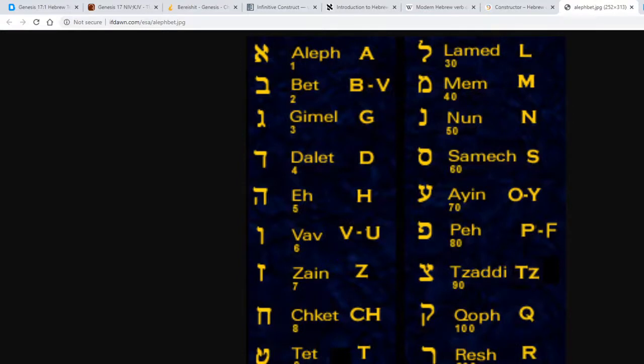Shin and Sin, we kind of talked about. Again, based on whether the dagesh is on the right side or on the left side. Shin has a dot on the right side. Sin has a dot on the left side. I use sh for shin and s for sin. Tough is one of those letters that takes a dagesh. I usually use th so that you don't get it confused with tet.